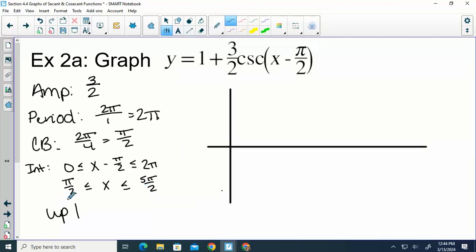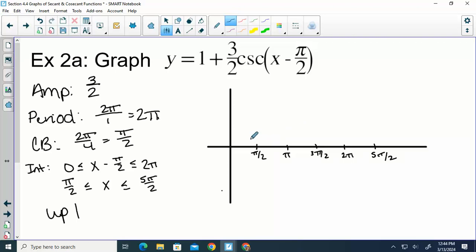So my first point is going to happen at pi over 2. And then we are adding pi over 2. So plus pi over 2 would be 2 pi over 2 or pi. 3 pi over 2. 4 pi over 2, which is 2 pi. And 5 pi over 2. That gives me the 5 points I need for my 1 period. If I ask for a second period, what would we need? Keep going. 4 more points.